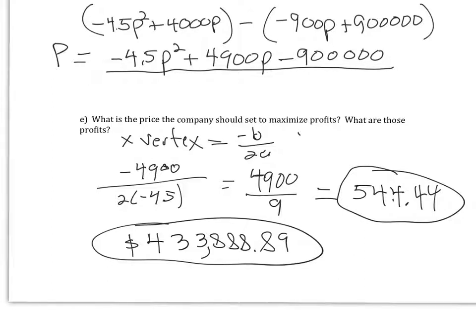So we'll set the price at $544, and we might round it because we want to have something that's not so off-putting as a price. And our profit that we anticipate is $433,888.89.